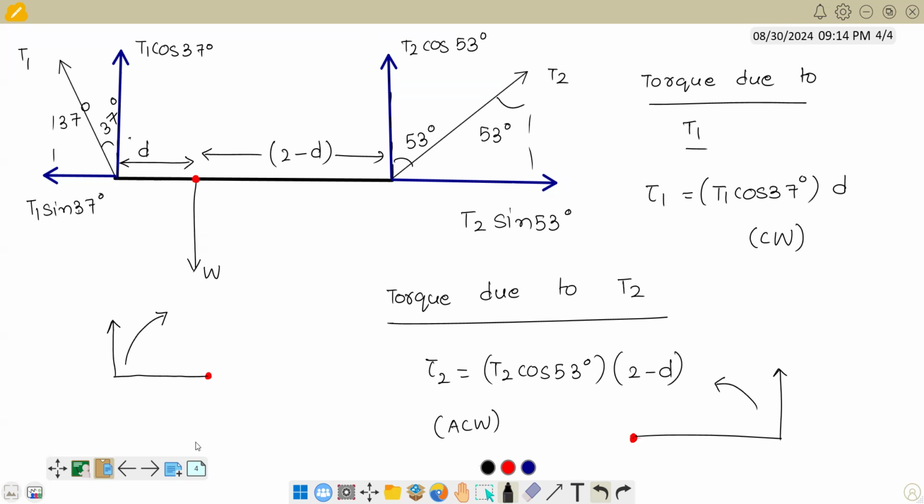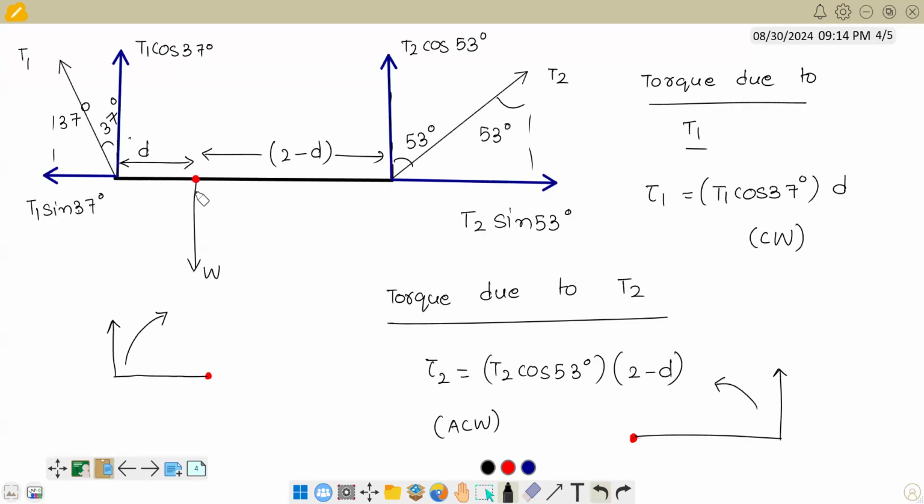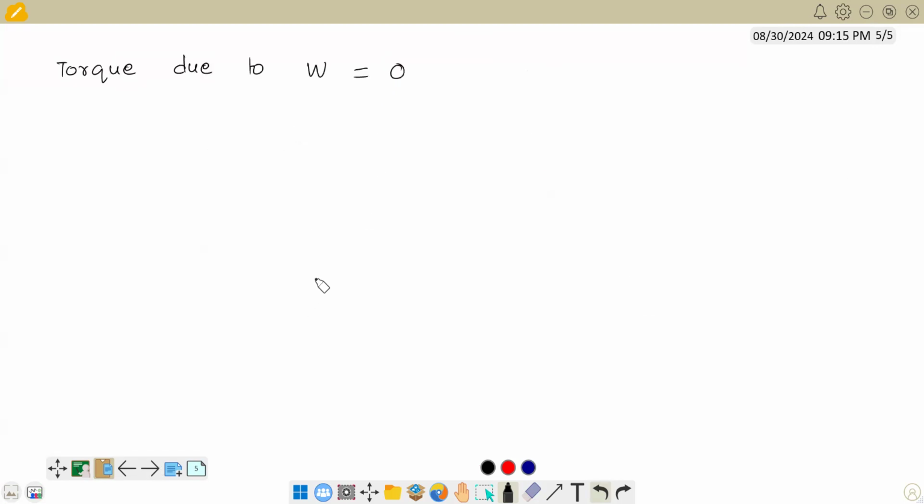Then what about torque due to W? Torque due to weight W is 0. Why? Because the formula is force into perpendicular distance. This force is literally acting on that point. Since it is literally acting on the point, there is no perpendicular distance. So it would be 0. Now we will simply write clockwise torque equals anti-clockwise torque.